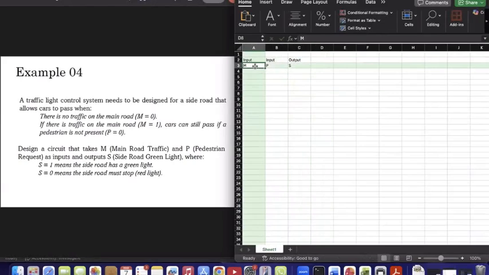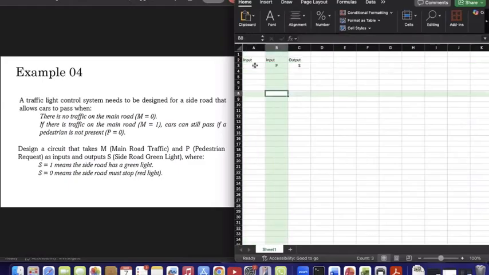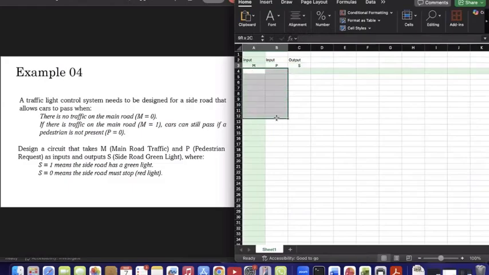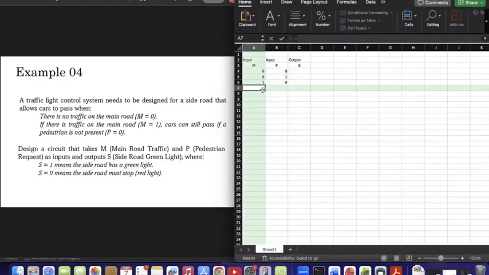Good. Now, if we have two variables, how many possible values, how many combinations can we have? Just tell me. Four. Only 4. Right. So what are they? 0, 0; 0, 1; 1, 0; and 1, 1. Are you clear up to this?